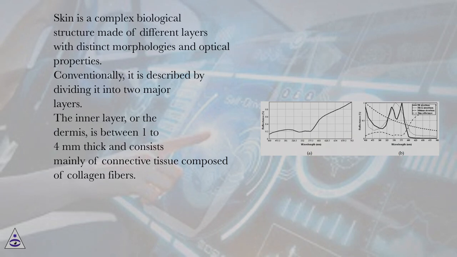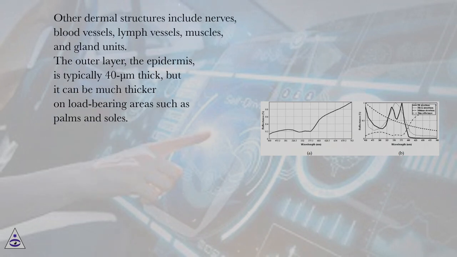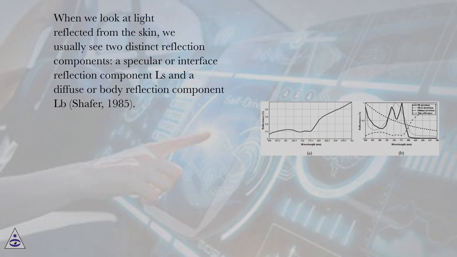The inner layer, or the dermis, is between 1 to 4 mm thick and consists mainly of connective tissue composed of collagen fibers. Other dermal structures include nerves, blood vessels, lymph vessels, muscles, and gland units. The outer layer, the epidermis, is typically 40 micrometers thick, but it can be much thicker on load-bearing areas such as palms and soles. When we look at light reflected from the skin, we usually see two distinct reflection components, a specular or interface reflection component and a diffuse or body reflection component (Pound, Schaefer, 1985).